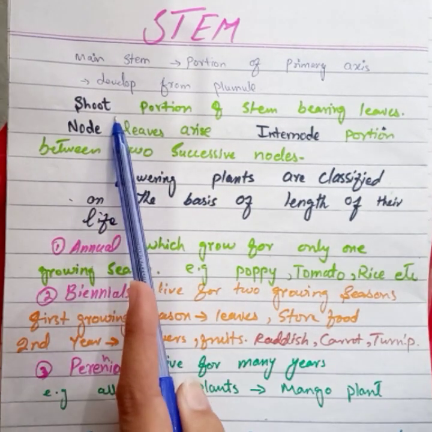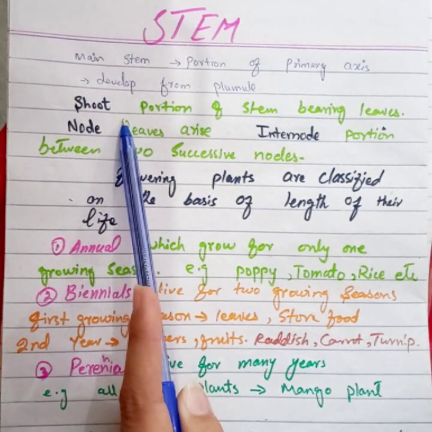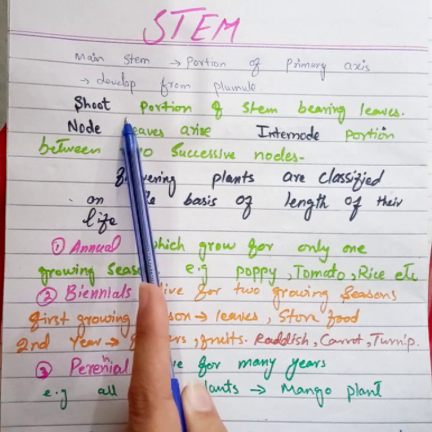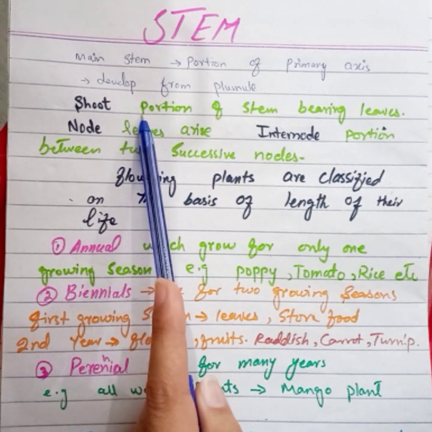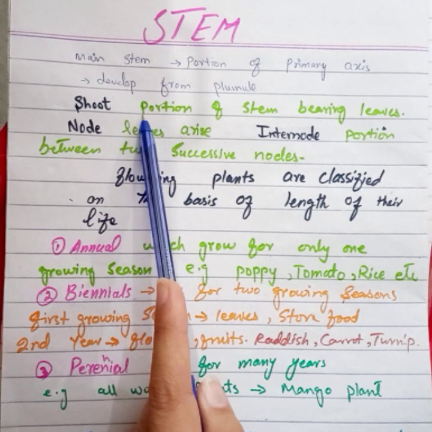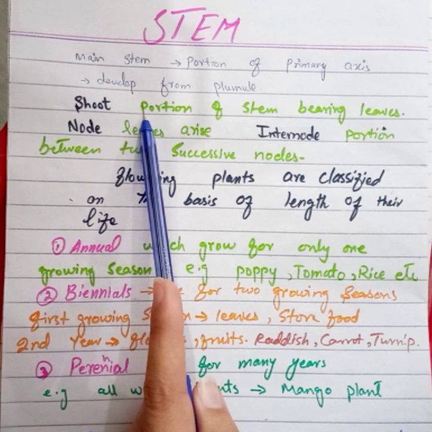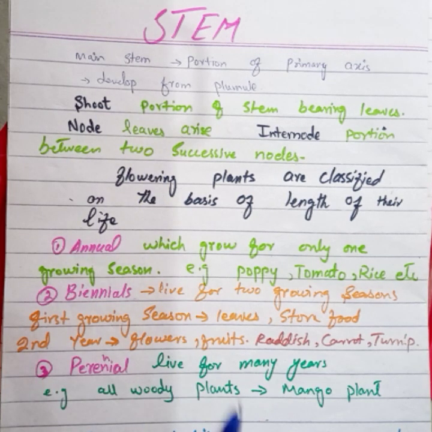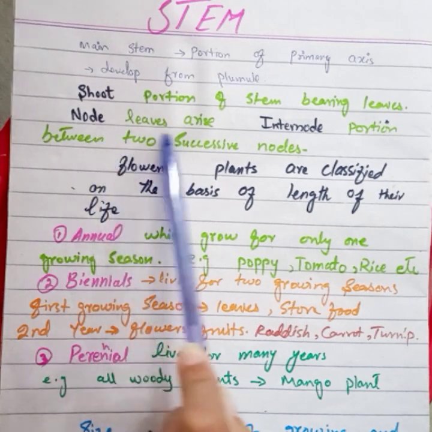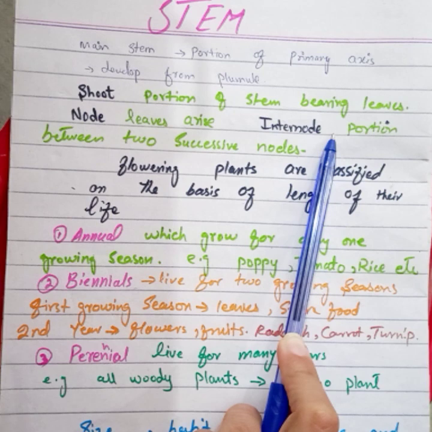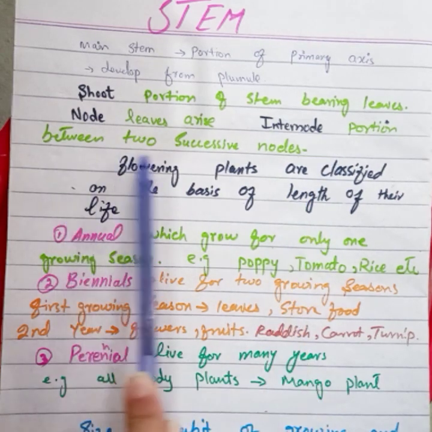Now coming towards the shoot. So the portion of the stem bearing the leaves is termed as the shoot. Any branch which is having shoot or which is having leaves will be called the shoot. And so a branch and a shoot is almost the same thing, and it consists of an elongated axis with its own set of leaves. And the part of the stem from which a leaf arises, the exact region or the exact point from which the leaf arises is known as the node, and the area between two successive nodes, the portion between two successive nodes, is termed as internode.